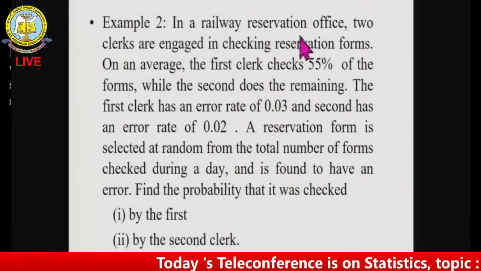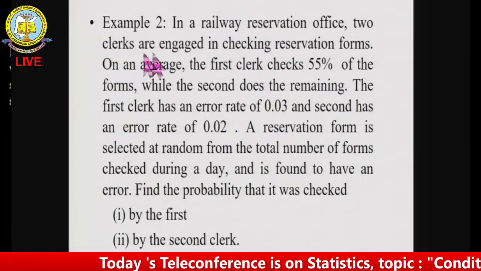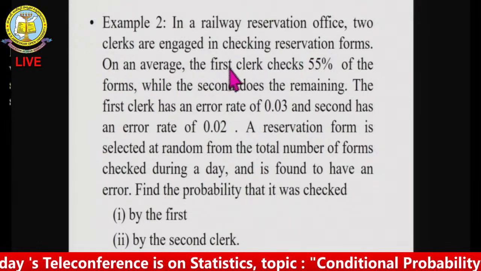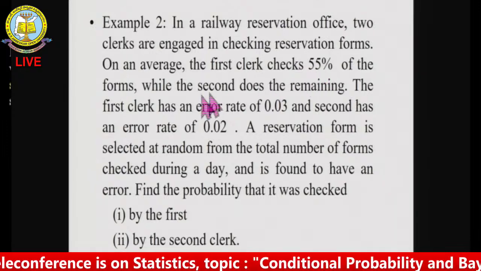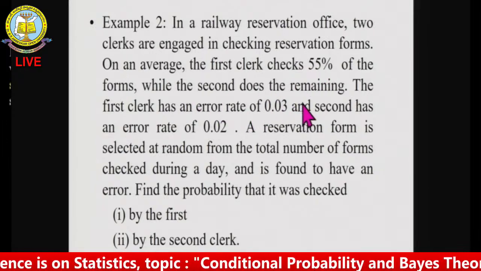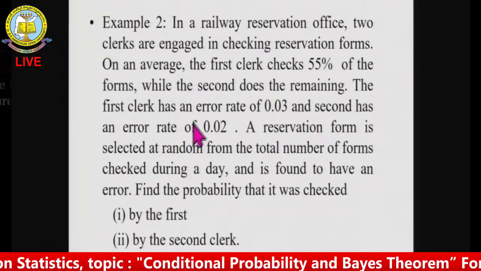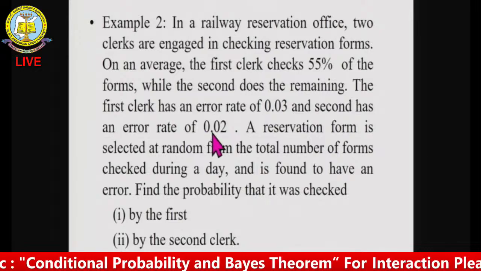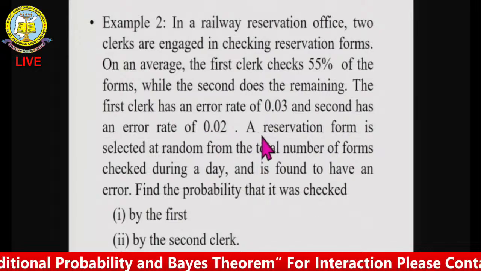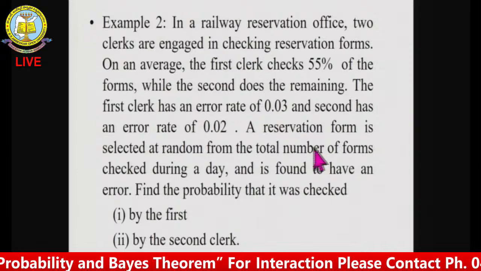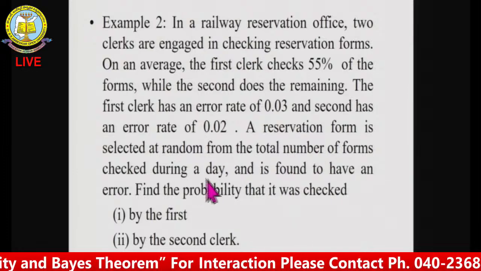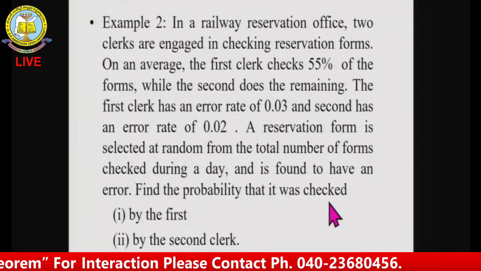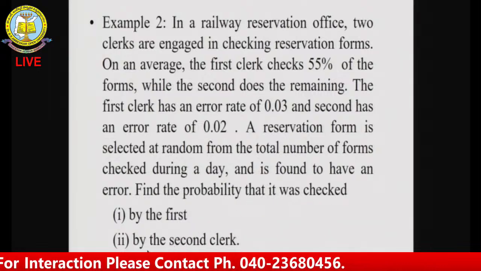In a railways reservation office, two clerks are engaged in checking the reservation forms. On an average, the first clerk checks 55% of the forms, while the second does the remaining. The first clerk's error rate is 0.03 and the second's error rate is 0.02. A reservation form is selected at random from the total forms checked during a day and is found to have an error. Find the probability that it was checked by the first clerk, and by the second clerk.